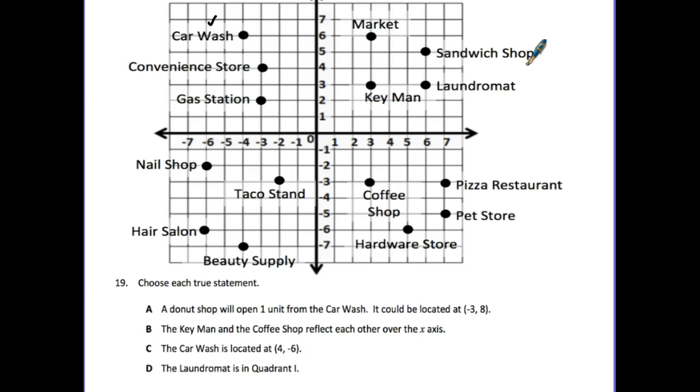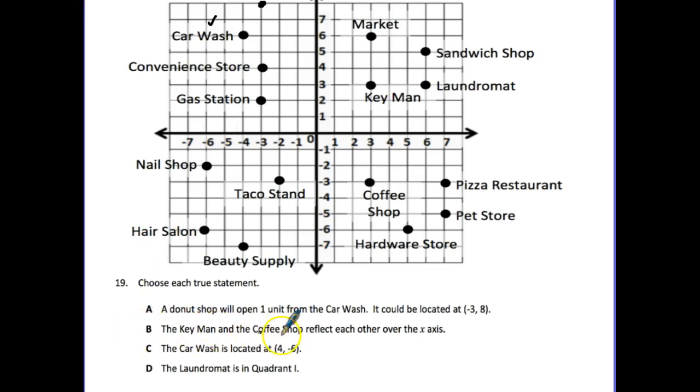Oh, it hasn't opened yet. It could open or will open at -3, 8. -3, 8 would be here. So would that be a true statement? We'll open 1 unit from the car wash. Here's the car wash, and it could be located at -3, 8. And then you have to decide, is that a true statement?